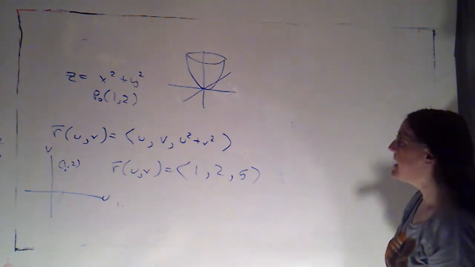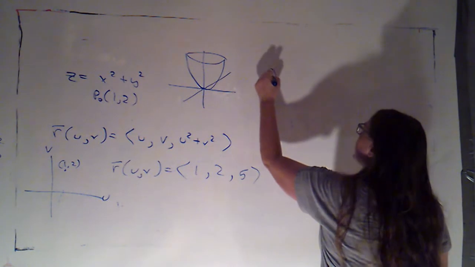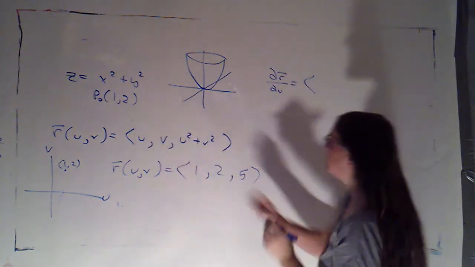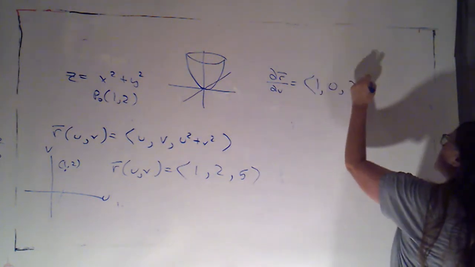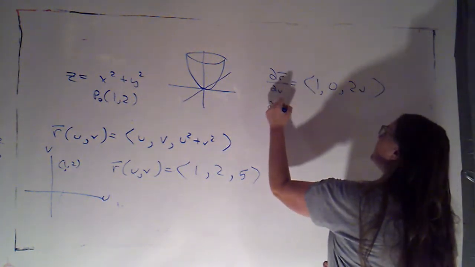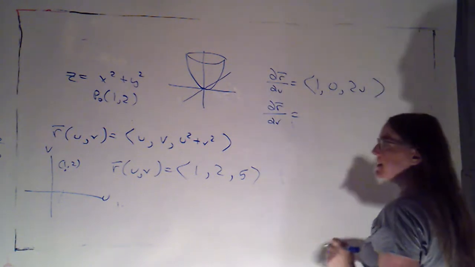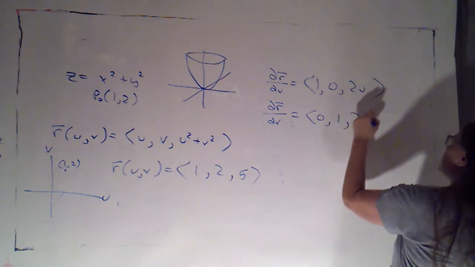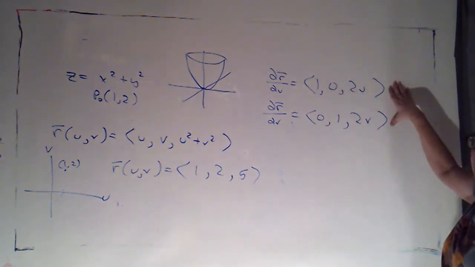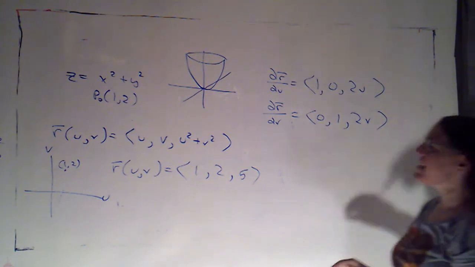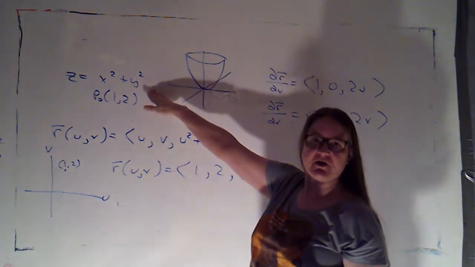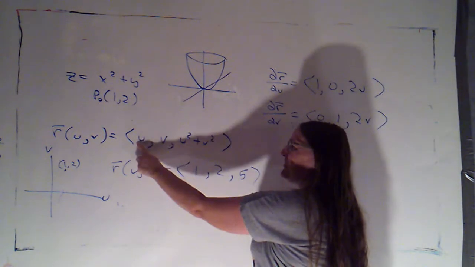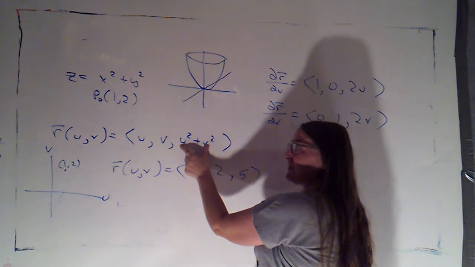Okay, excellent. So I can calculate the partial of r with respect to u. That's just going to be 1, 0, 2u. I can calculate the partial of r with respect to v. That's going to be 0, 1, 2v. So really nice pattern here. If I have z as a function of x and y, I'm always going to get a situation like this, where I put u here, v here, and then just that function of u and v.